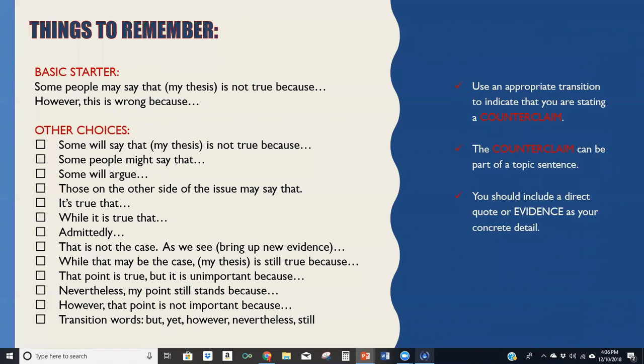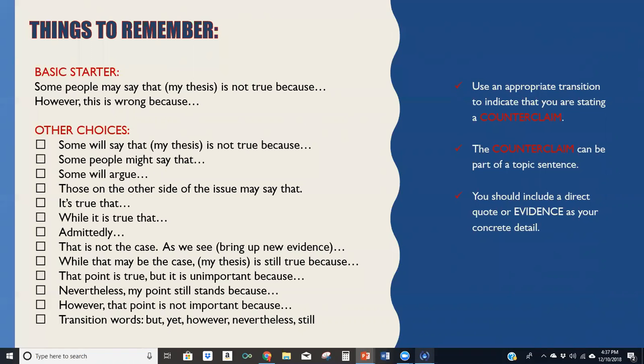But the basic way to start a counterclaim is to say something like, some people may say that Santa is not real because, and then you give your reason why. However, so that is your beginning of your counterclaim. But in your topic sentence, you also want to claim what the rebuttal is. However, this is wrong because, and then you give your reasons why you think it's wrong. And I know that might get a little confusing right now, but I am hoping when I show you my example, it'll make a lot more sense.